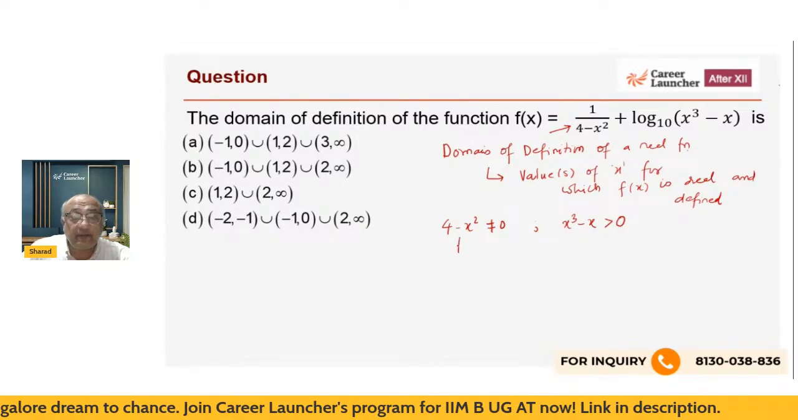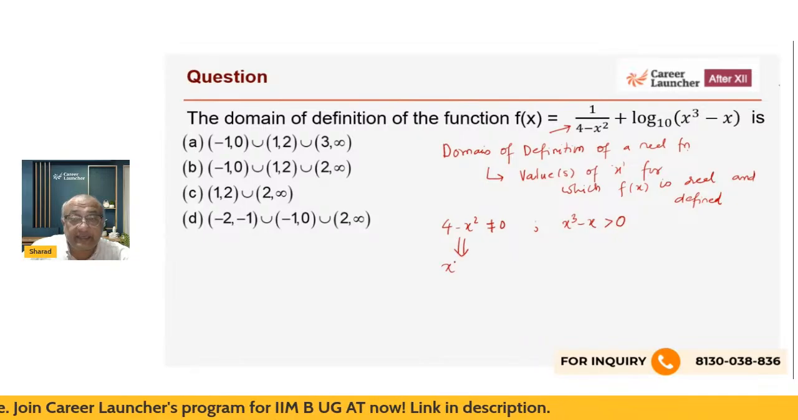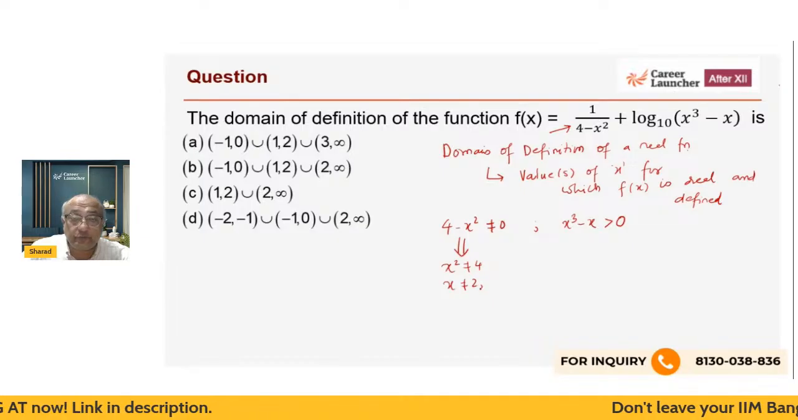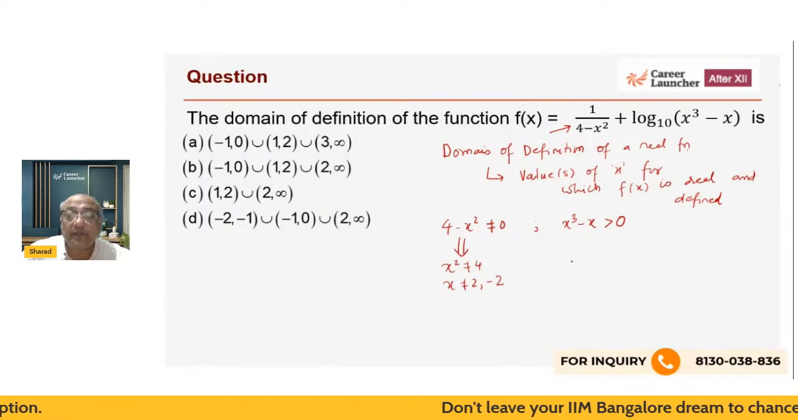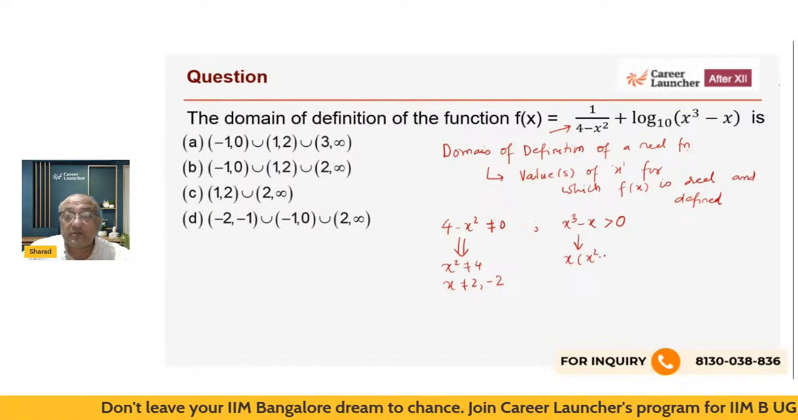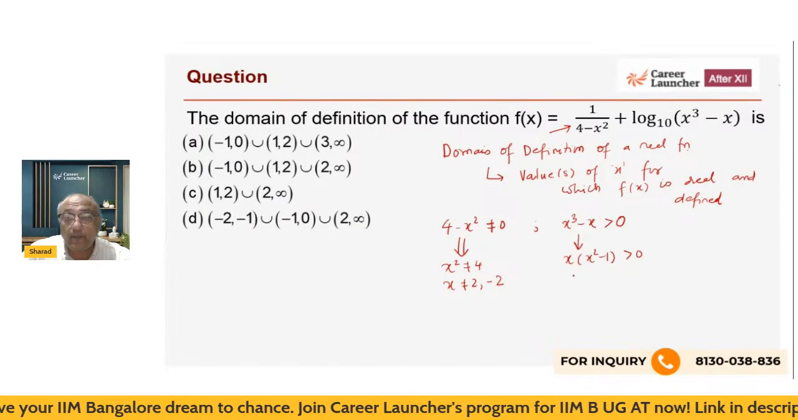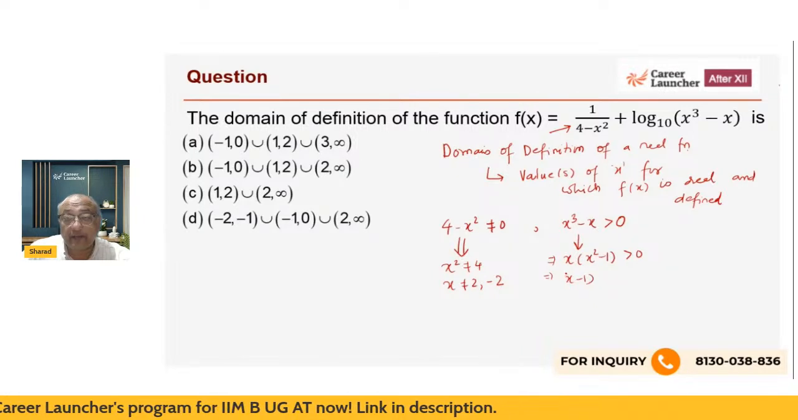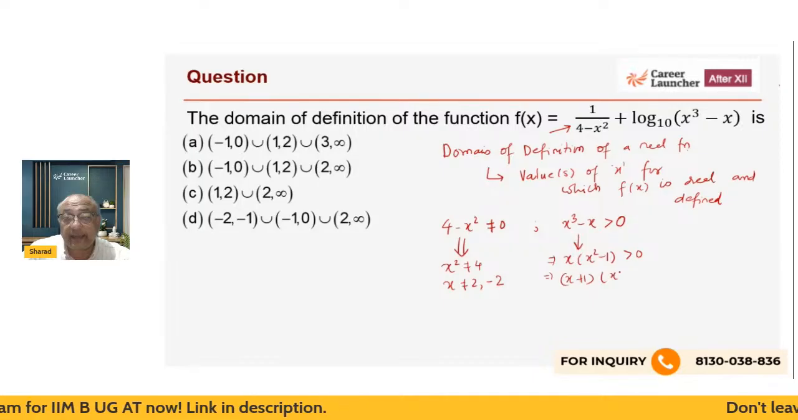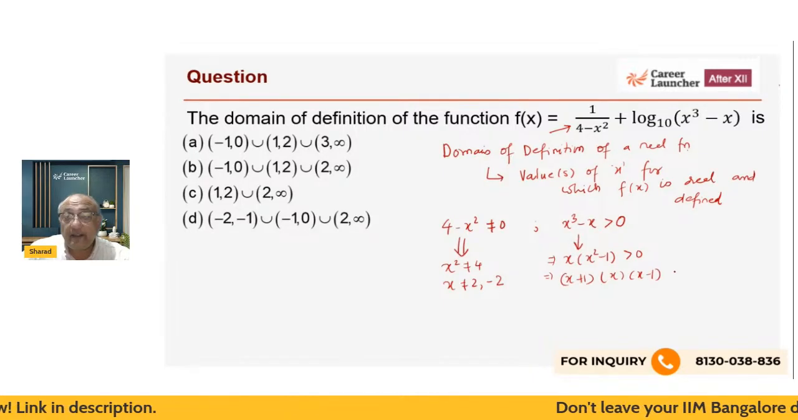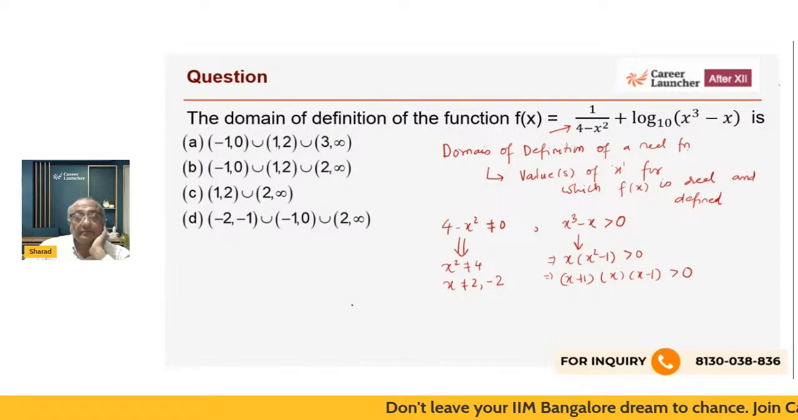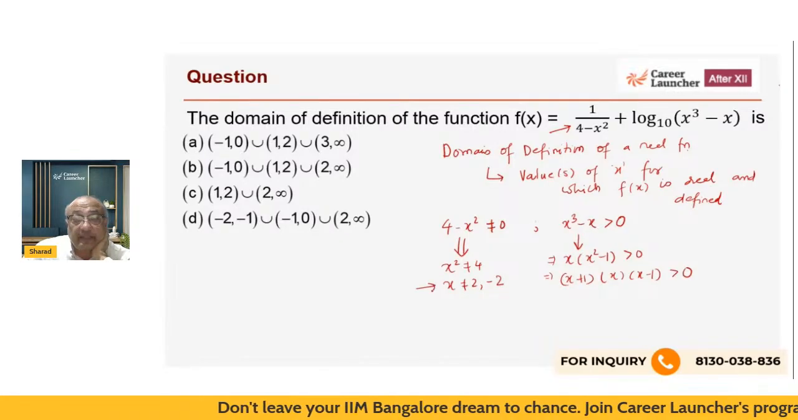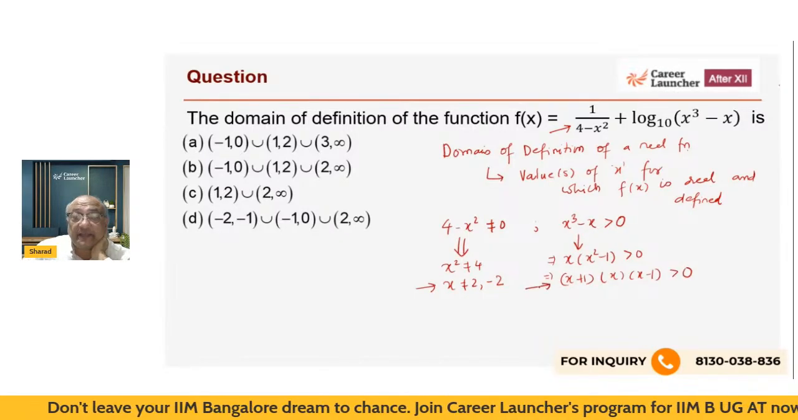Okay, so from here I'll get what? x square is not equal to 4. That means x cannot be equal to 2, as well as x cannot be equal to minus 2. From here we get x into (x square minus 1) greater than 0. This means I have the terms x minus 1, x plus 1, and x, with the product greater than 0. So values of x which are not these, as well as values of x which satisfy this inequality.